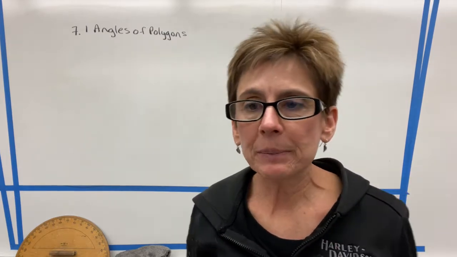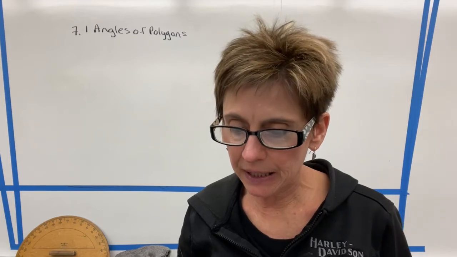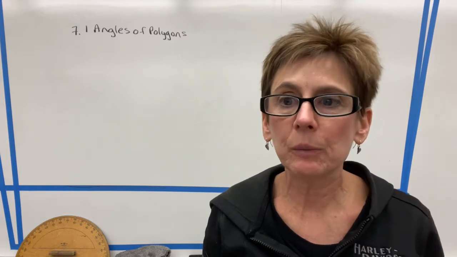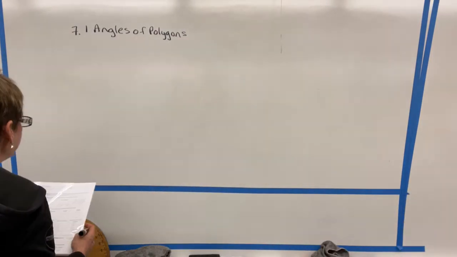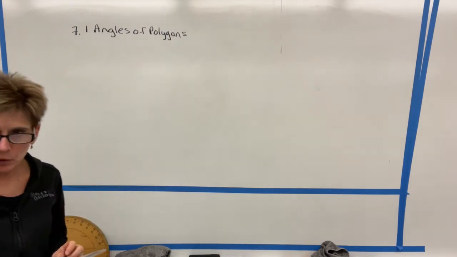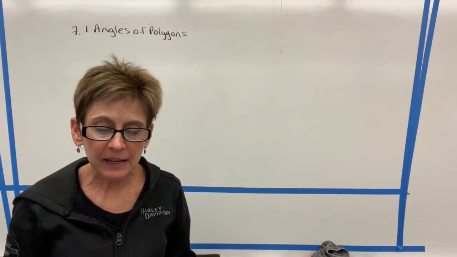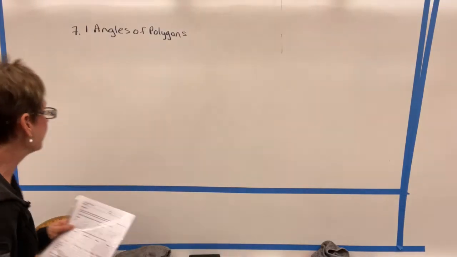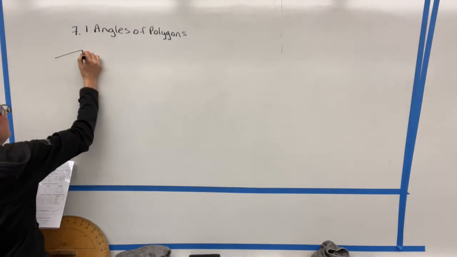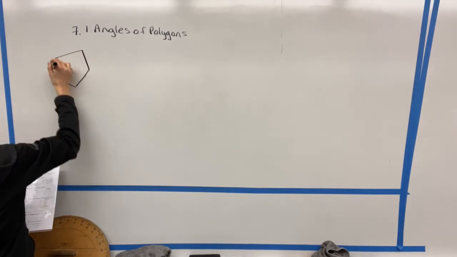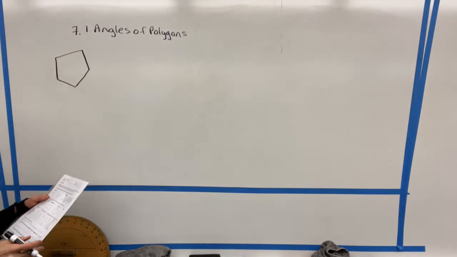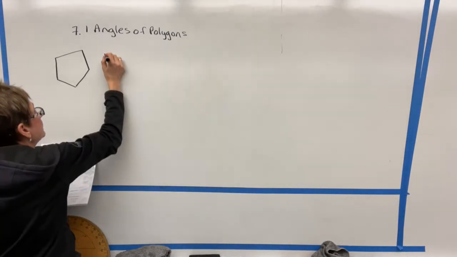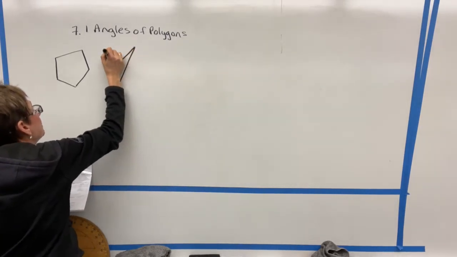So the whole chapter 7 is about different kinds of polygons and how to work with them. We're going to start off defining what is a polygon and what is not a polygon. So a polygon is a closed figure, and it has to be formed by line segments called sides, and each side can only intersect exactly 2 other sides. So for example, this would be an example of a polygon. It is a closed figure, it is made out of segments, and it only intersects 2 other sides. Another example of a polygon might be this kind of a shape.